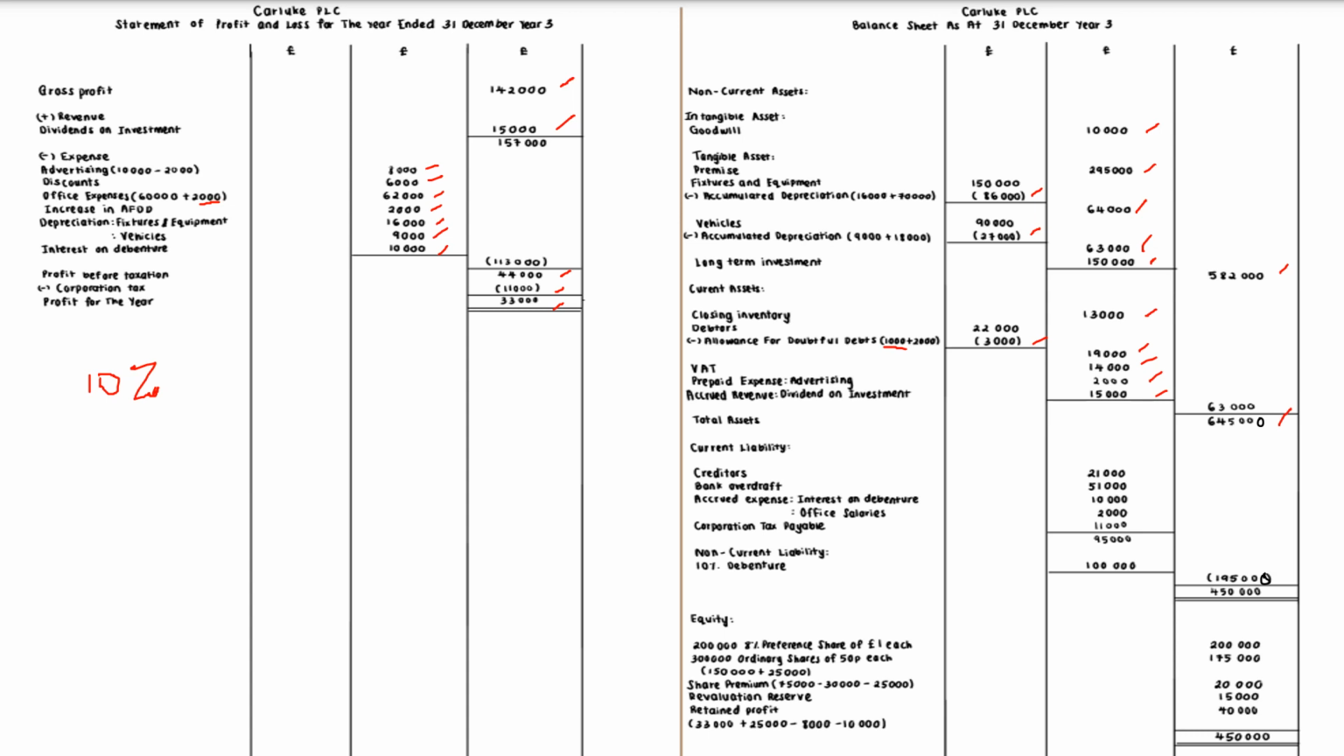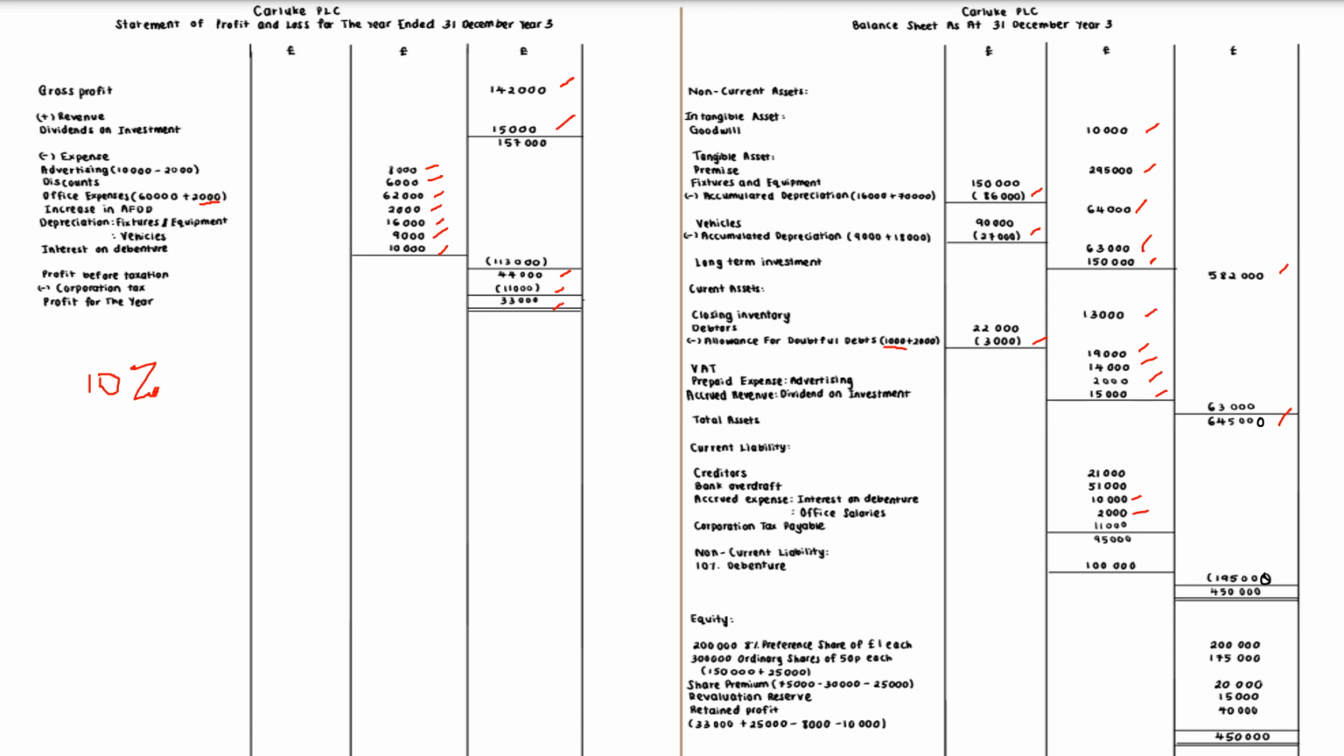Next is current liabilities. So current liabilities, we have our creditors, our bank overdraft. Bank is on the credit side in your trial balance, so it's an overdraft. Accrued expense, we have our interest on debenture. The 10% of the 100,000 we've calculated just now has not been paid yet because you don't see it in your trial balance, which means that the amount is still accrued. So it's considered as your current liability. And then we have our office salaries that has not been paid, which is accrued.